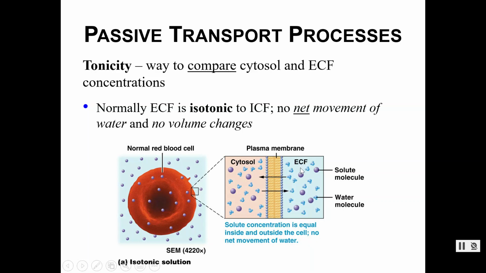Now notice this does not mean that water's not moving at all. These little arrows are showing you that water is moving. But for each little molecule that goes inside the cell, we're going to have another little molecule go outside the cell. So everything is nice and equal. You do not have that net movement, that big movement in one direction or the other. That means this nice little red blood cell stays exactly the way it is. Now this is normal, this is what your body loves on an everyday basis.